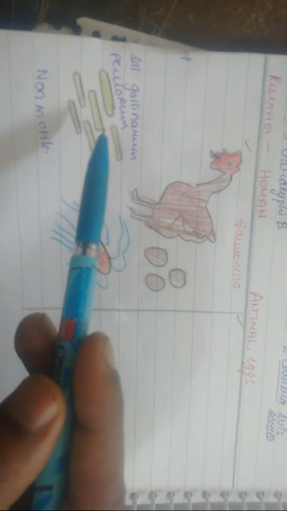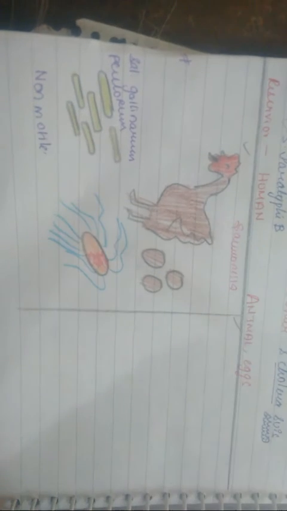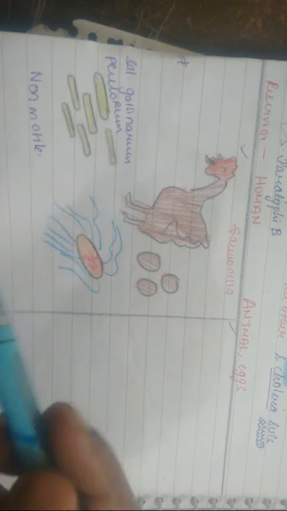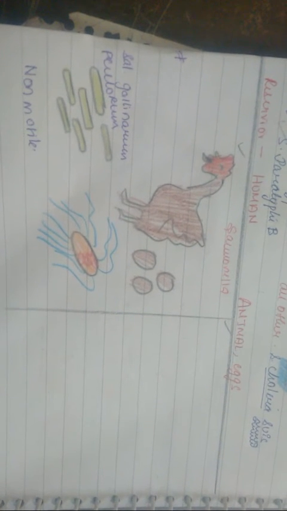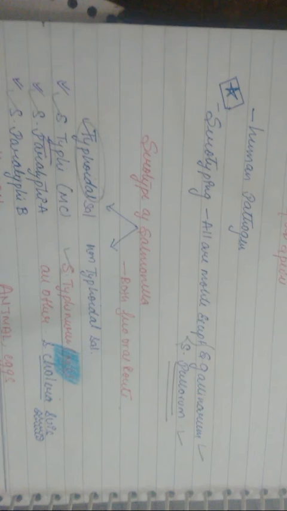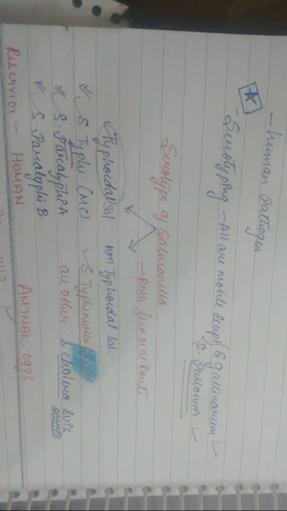But you have other types of salmonella, Salmonella gallinarum and Salmonella pullorum. If you see this type of salmonella, it is non-motile. So now you have an idea of how the flagella looks, and now let us understand that you have different serotypes. Let us understand what these serotypes are.